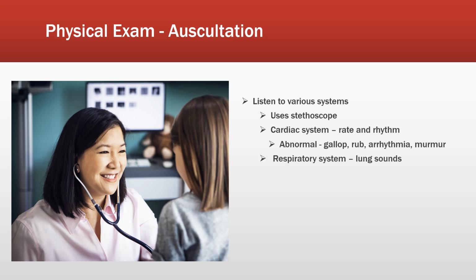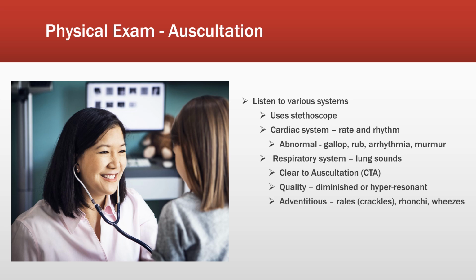Auscultation of the respiratory system assesses the lung sounds. Normal findings would be noted as clear to auscultation. However, abnormal findings involve the quality, such as diminished or hyperresonant, and the clarity with documented adventitious breath sounds like rales, sometimes called crackles, rhonchi, or wheezes.